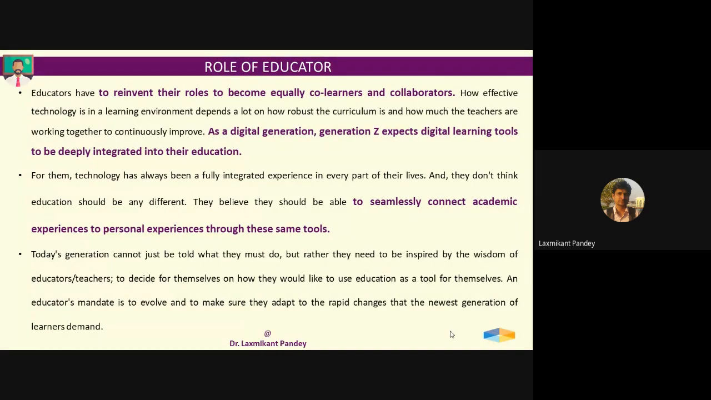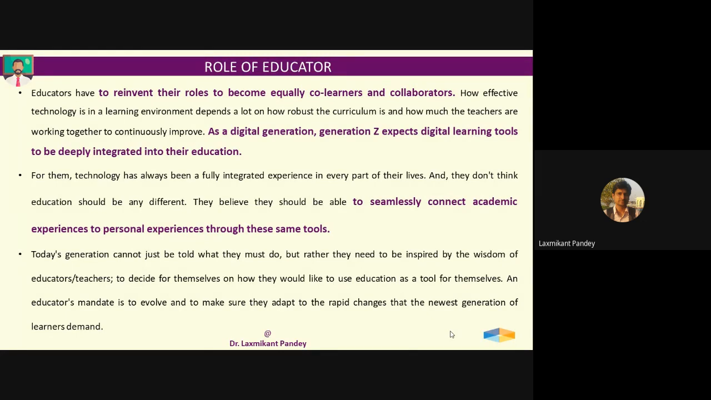In older times, basically we were just delivering the information. We were the source of information. But nowadays the role of the educator is changing. So educators have to reinvent their roles to become equally co-learners and collaborators. So that is a very important thing.